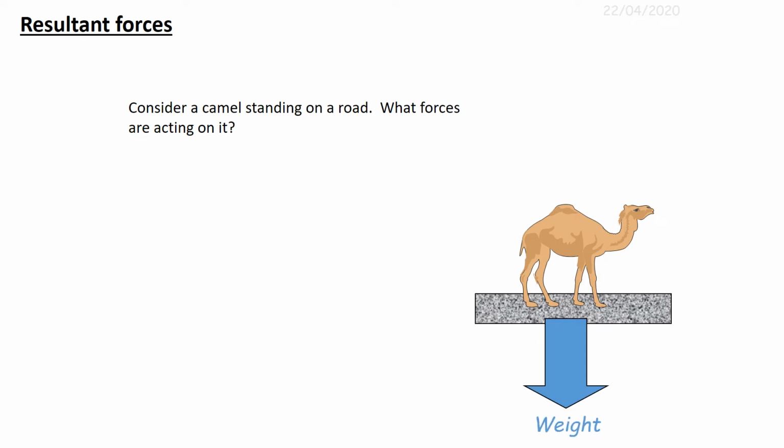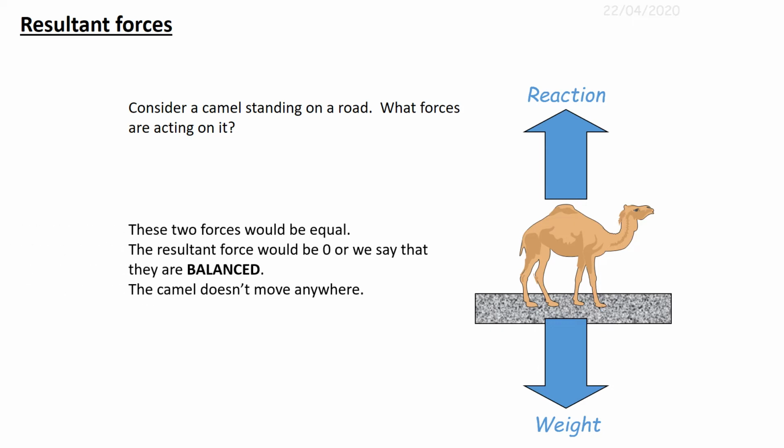So, we've got weight, and we know that weight is made up of gravitational field strength and mass. Okay? We've got the reaction of the road. We know that there's a reaction of the road because the camel is not sinking into the road. If the reaction was smaller than the weight, then the camel would be sinking, as if it was in mud or quicksand. Okay? Because these two forces are balanced, the resultant force is 0, and we say that actually there is no reaction. The camel doesn't move anywhere.